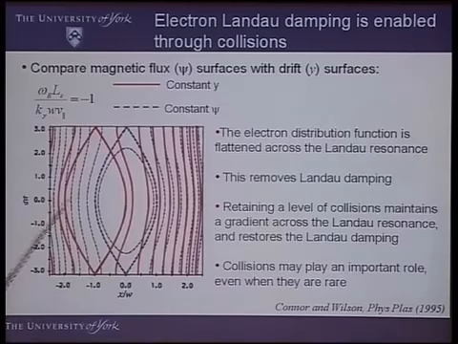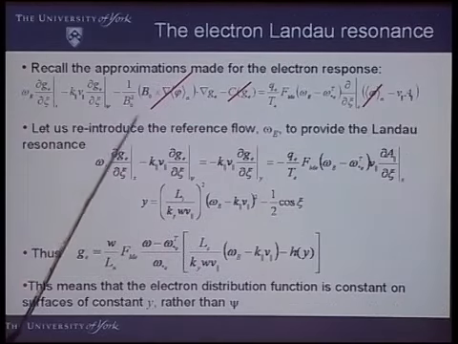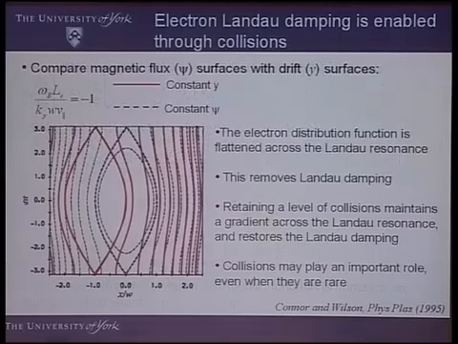And basically what's happening here is you're flattening the distribution function across the Landau resonance. So instead of flattening the density across the island, you're flattening the distribution function across the Landau resonance, and this nullifies the electron Landau damping, unless you put in a level of collisions again. If you put collisions back in, which I neglected here, that would allow a density gradient in velocity space to be recovered, and you would get a residual level of Landau damping. So even if collisions are very, very rare, they may be important to allow the electrons to tap the electron Landau resonance.